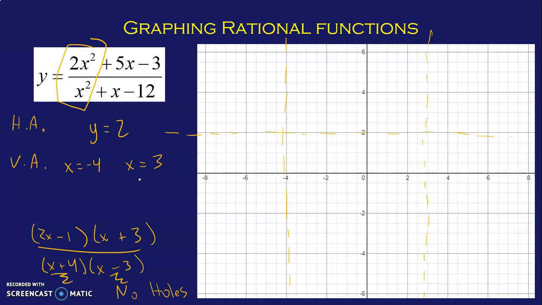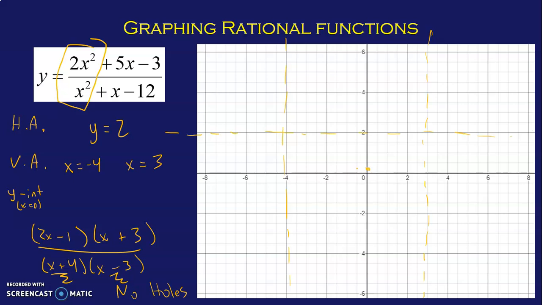Now to figure out the rest of what the graph would look like, intercepts are helpful. So let's start with the y-intercept. The y-intercept happens when x is 0. So if I plug in 0, negative 3 divided by negative 12 would be 1/4. Now you would have to plug in a lot of values to know for certain whether or not it crosses any of these asymptotes.